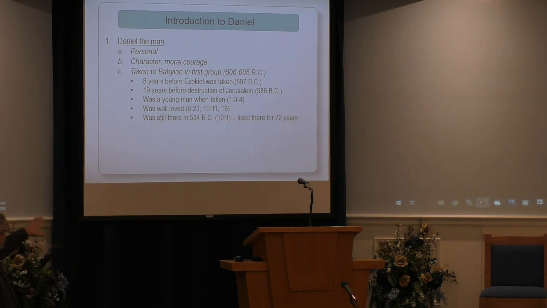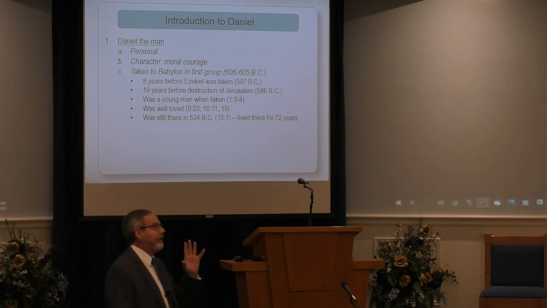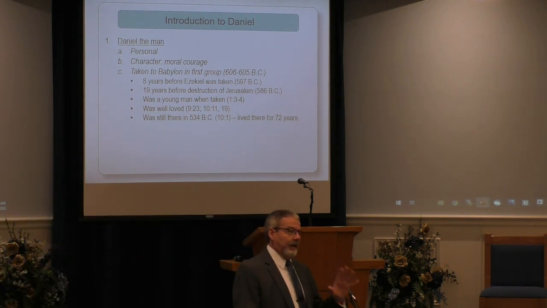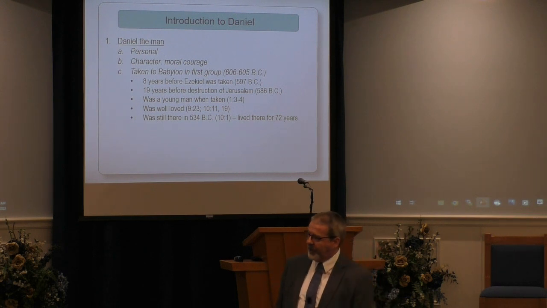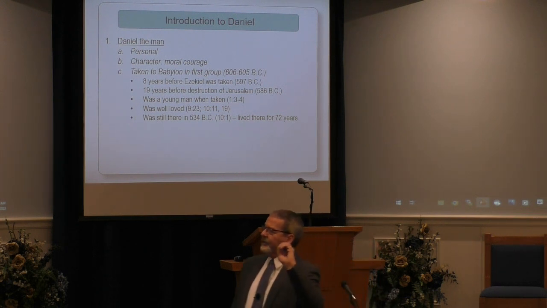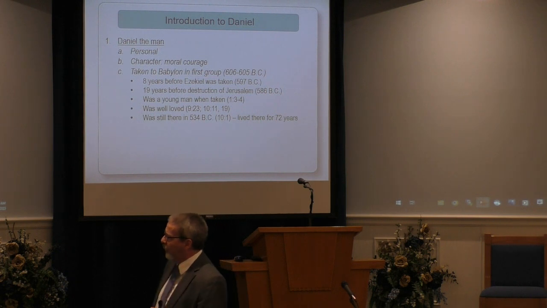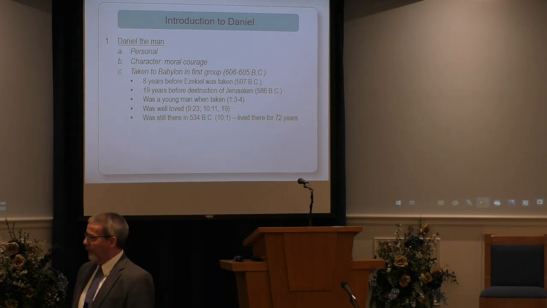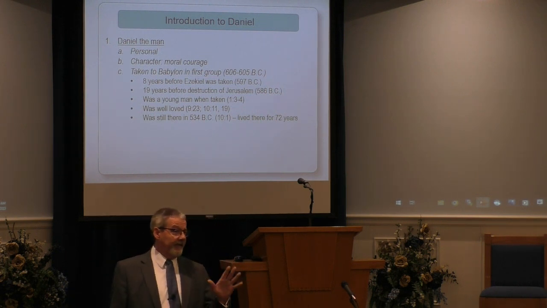We see in chapter 10 and verse 1, he was there for the 3rd year of Cyrus. The first year is mentioned in our today's lesson. That means he lived there for 72 years. The point of the last verse of our chapter today, chapter 1, is simply saying he stayed there for the duration of the Babylonian captivity. It's not talking about the day of his death.